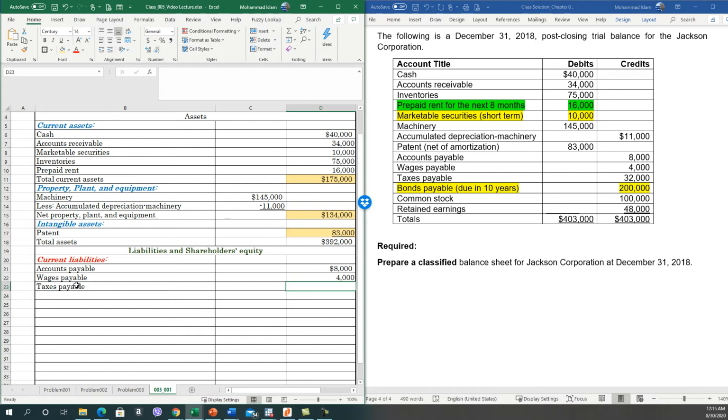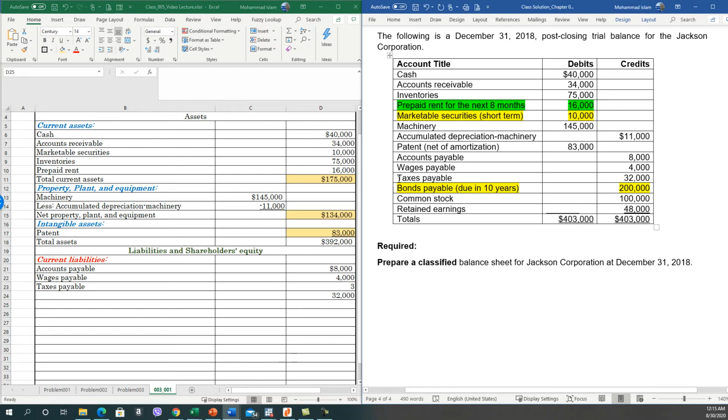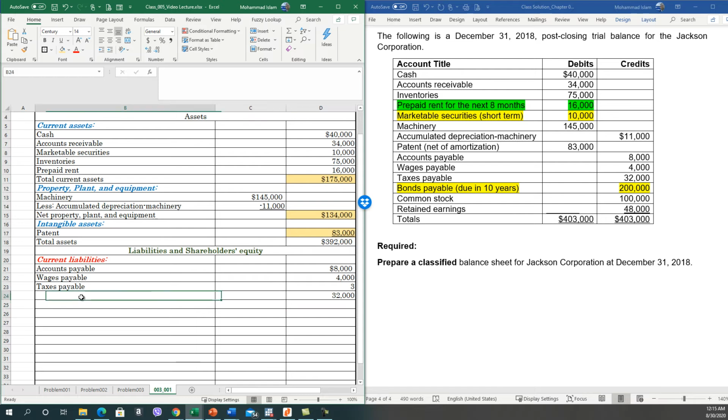Okay, and the taxes payable is 32,000. You can see that the taxes payable is 32,000. Do we have any other current liabilities? Hopefully no, there is no other current liability. It should be 32,000. I'm using the underline and then auto sum. We can do the auto sum over here. So that is 44,000, our total current liabilities.